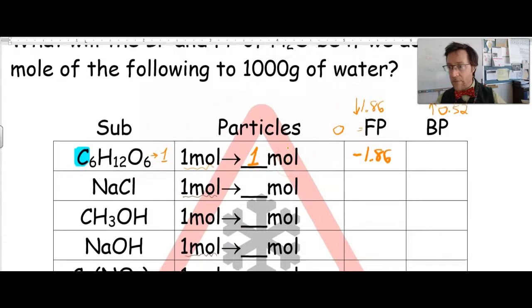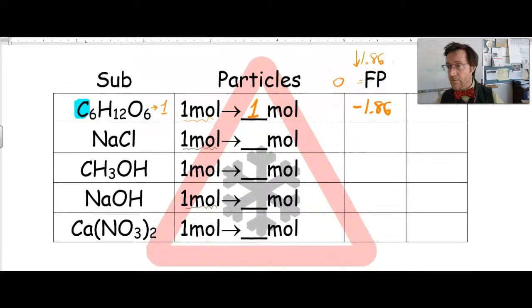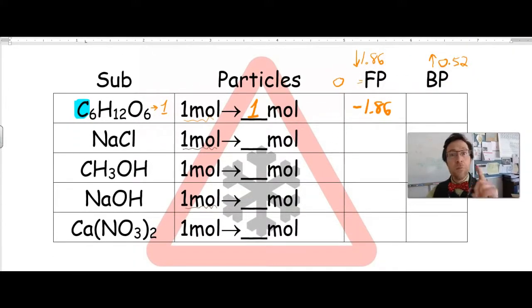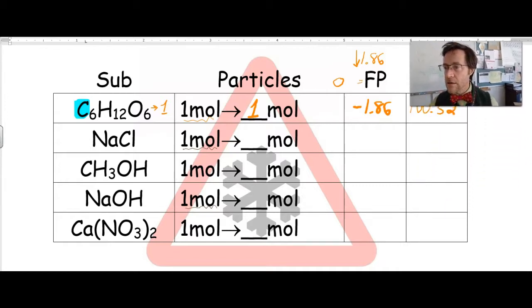Now the boiling point will increase, and it's going to increase by 0.52. So it starts out at 100, and it's going to jump up by about a half. So now this one will be 100.52 degrees centigrade. You guys picking up what I'm putting down there? Lovely. Let's try the next one.